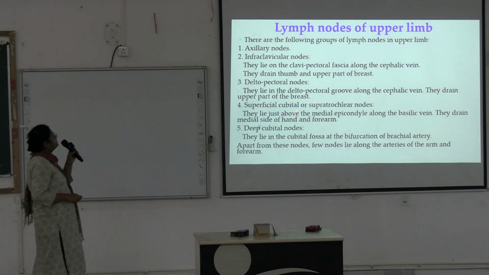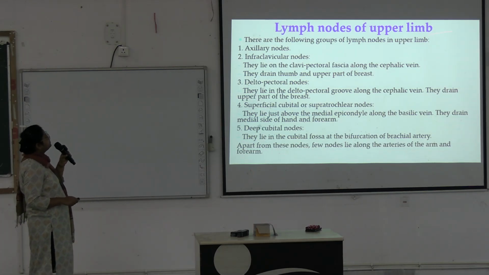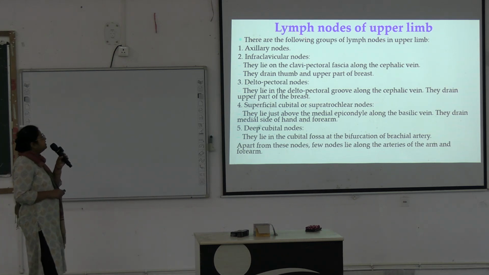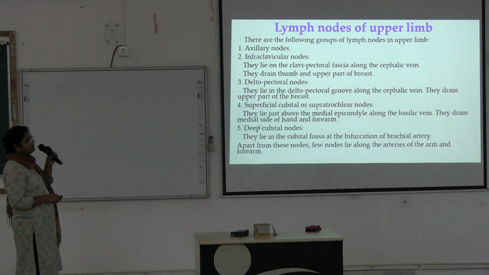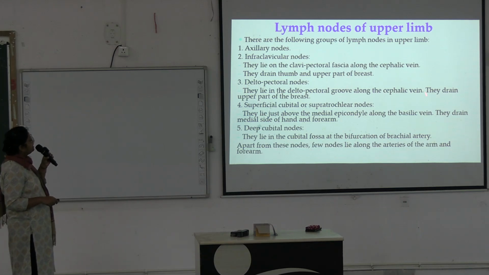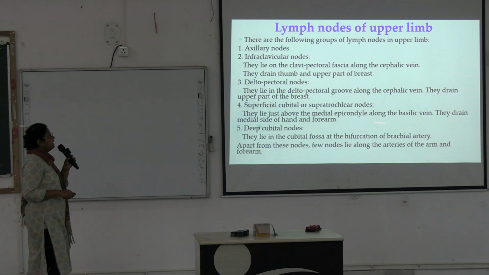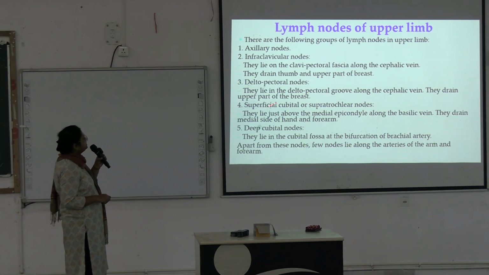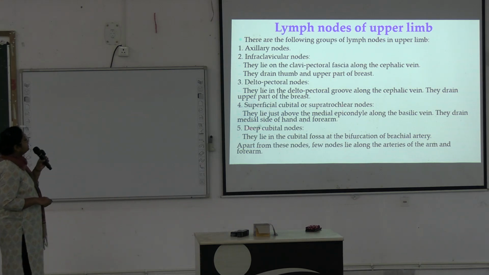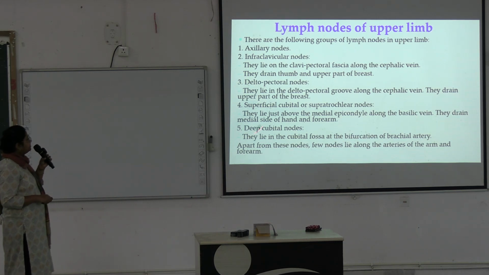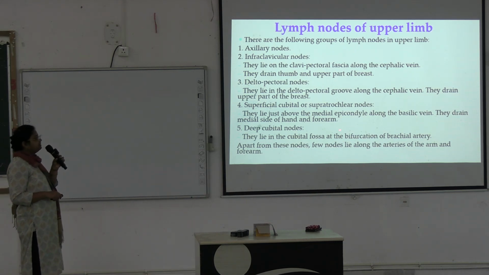So there are the following groups of lymph nodes in the upper limb. You have seen in the picture axillary nodes and infraclavicular nodes. Infraclavicular nodes lie in the clavipectoral fossa along the cephalic vein, and they drain the thumb and upper part of the breast. Deltopectoral nodes lie in the deltopectoral groove along the cephalic vein, and they drain the upper part of the breast. Superficial cubital or supratrochlear nodes lie just above the medial epicondyle along the basilic vein, and they drain the medial side of the hand and the forearm.